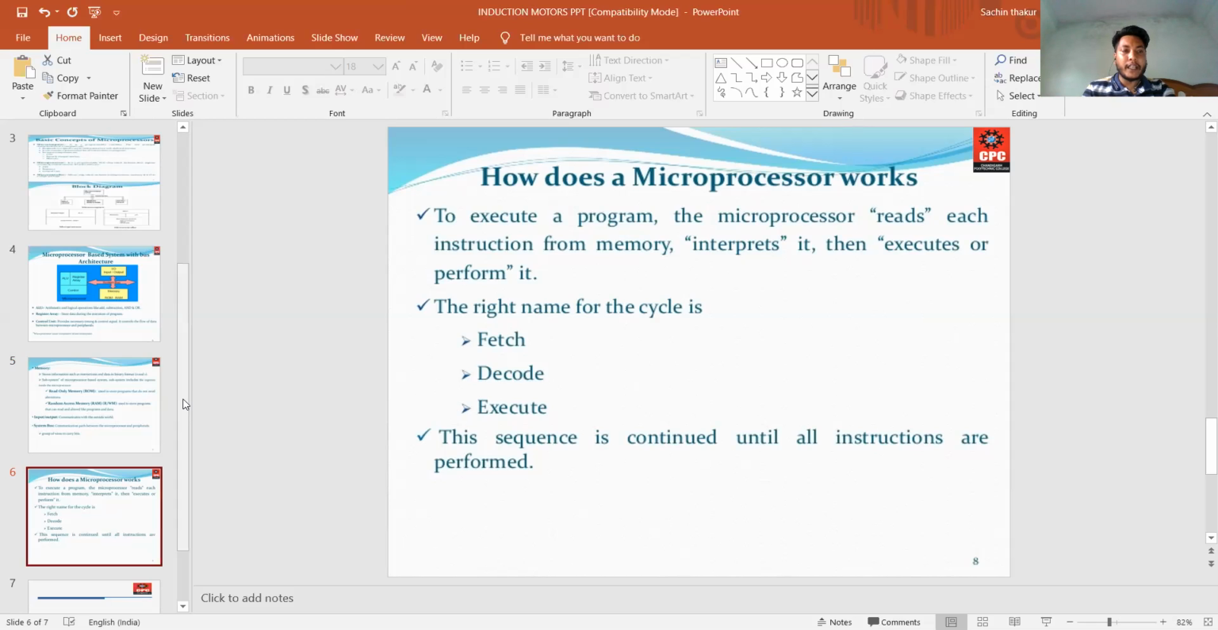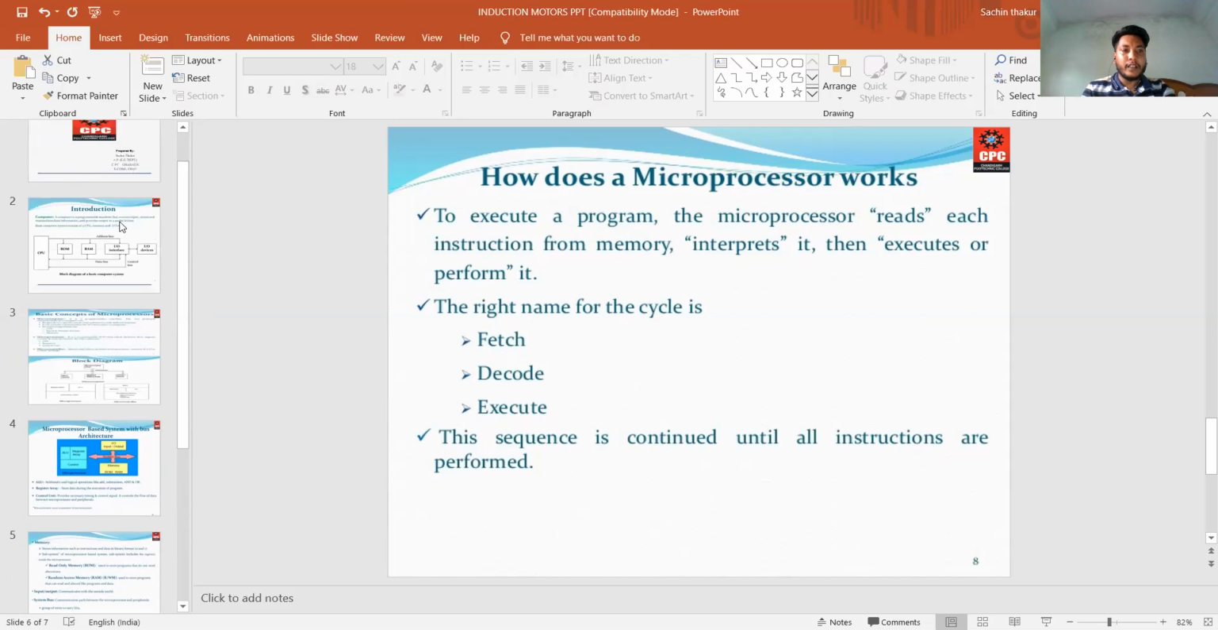So this is all about the architecture and the basics of the computer system.